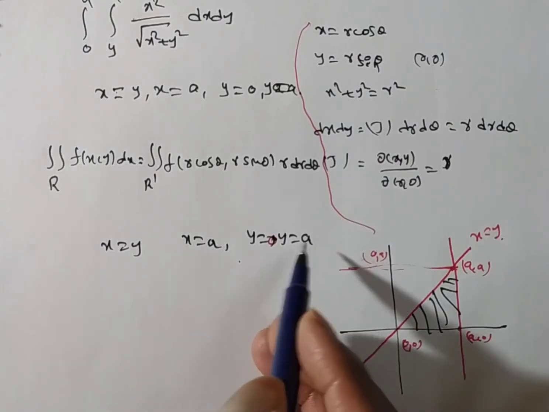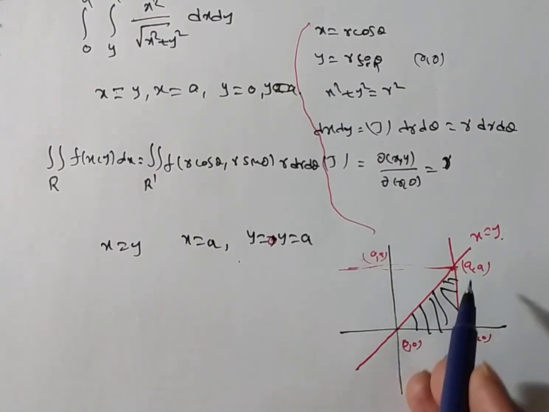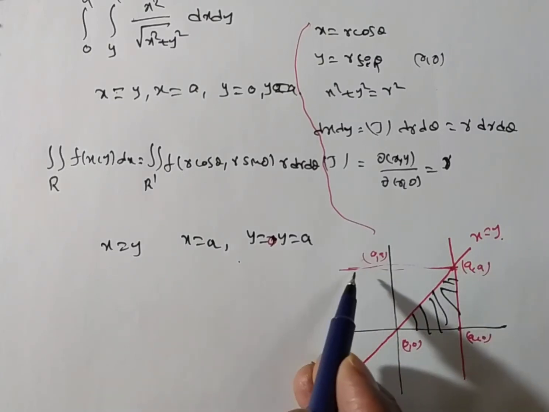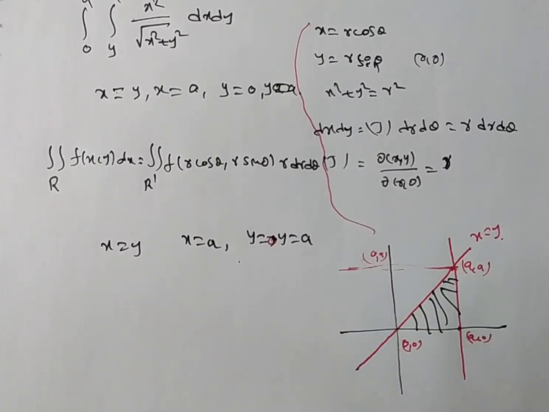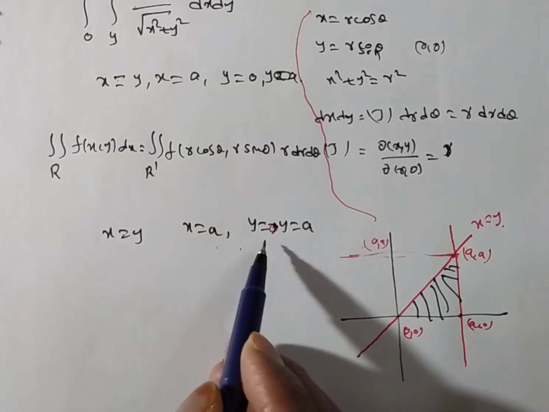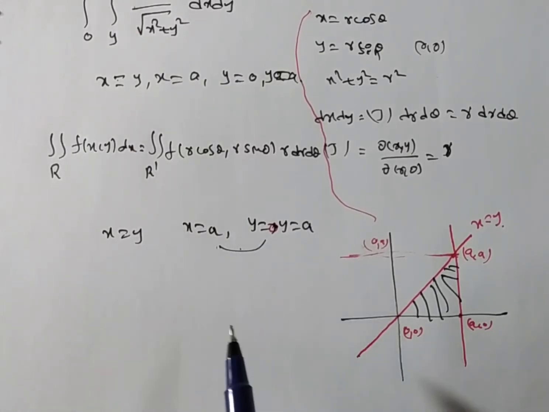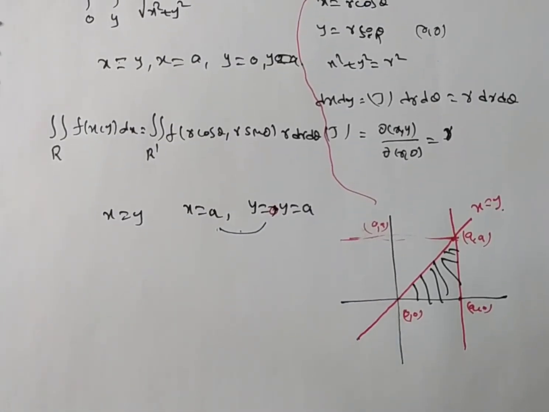Y is 0, then x is 0; this is the point. Y is a, x is a; this is the point. And x is equal to a means this point. But here they are not mentioned clearly. Is it clear for everyone? So from this you can say a comma 0, but you can't say 0 comma a. Right? Now in this region we need to find the limits of r and theta.